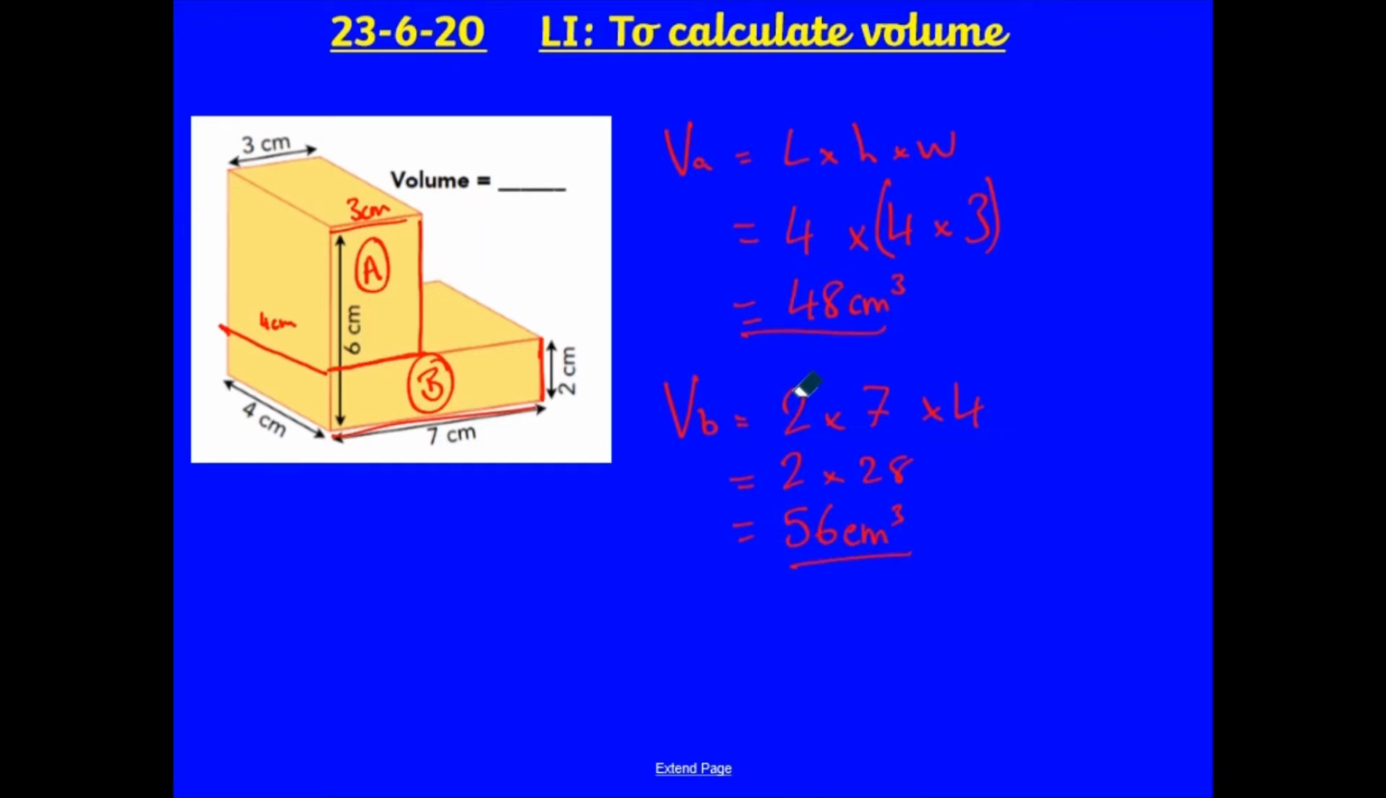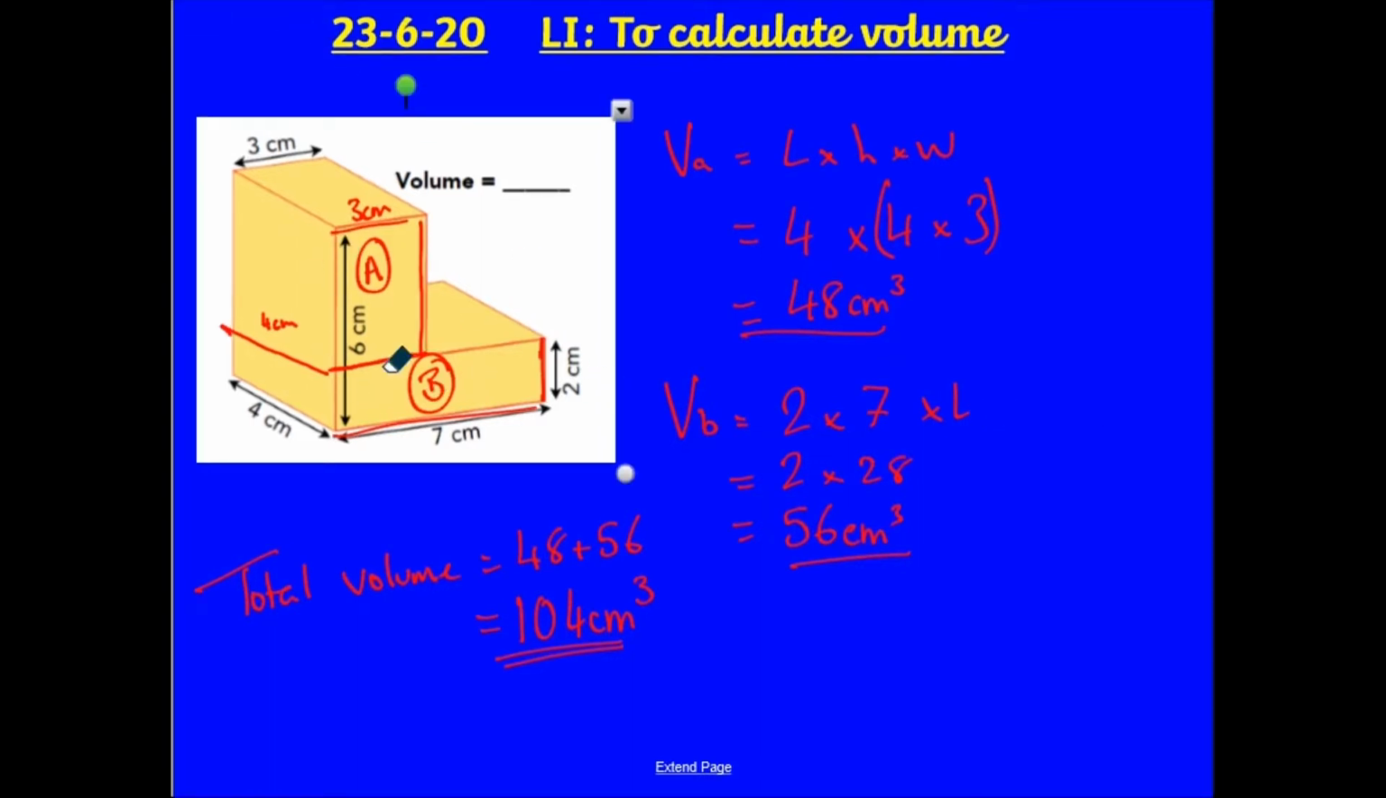All I need to do now is add them together. So the total volume is equal to 48 plus 56, which is equal to 104 centimeters cubed. So the volume of this compound shape is 104 centimeters cubed. That is how I would recommend that you do it: split it into two different cuboids, depending on the shape you are given, and then add them together at the end.